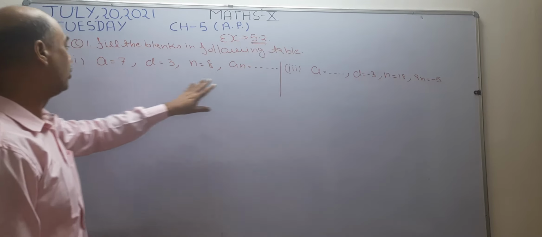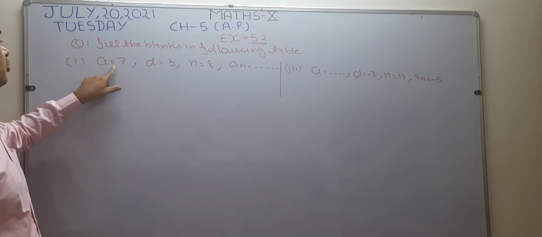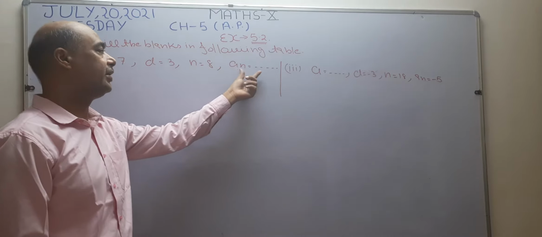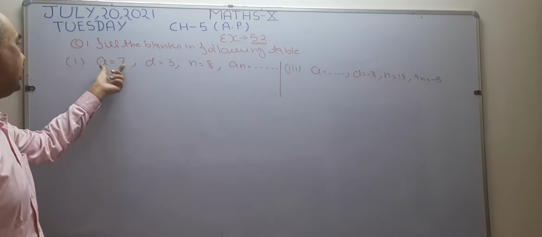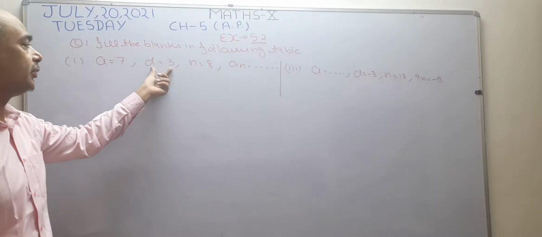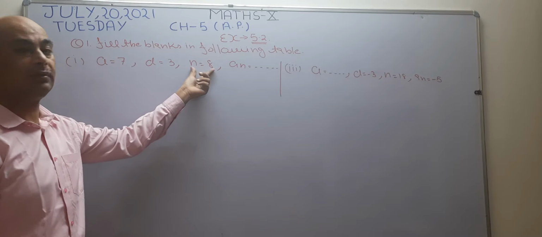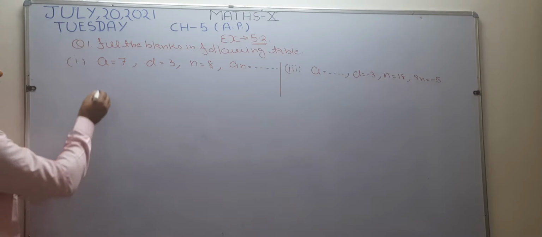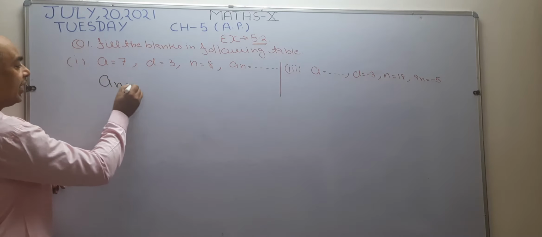Okay? Now, first part. A equal to 7, B equal to 3, N equal to 8 is given. In this question we have to find the value of n term. A stands for first term of an AP. B stands for common difference of an AP. N means value of n. Okay? Now in this question we have to find the value of AN. AN means n term of an AP.